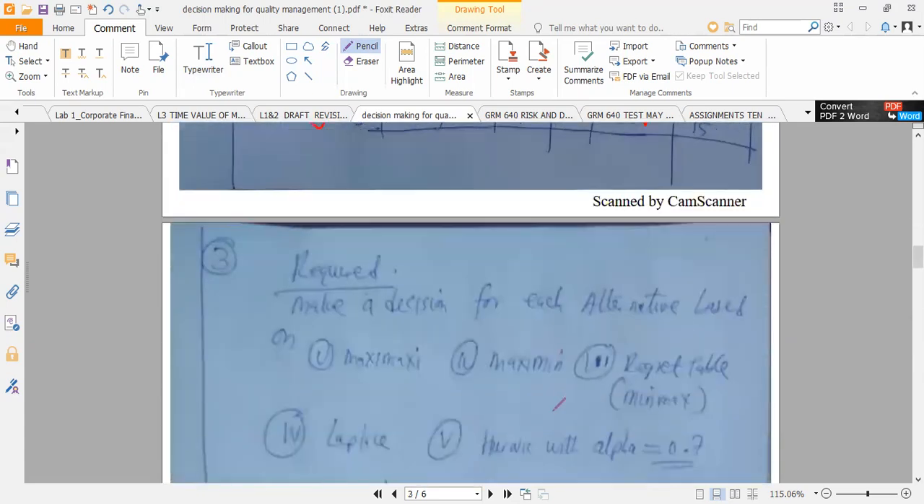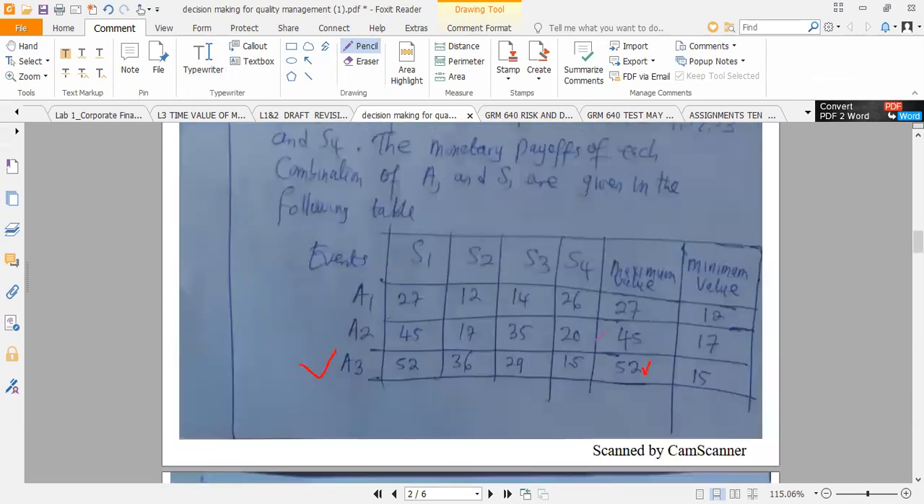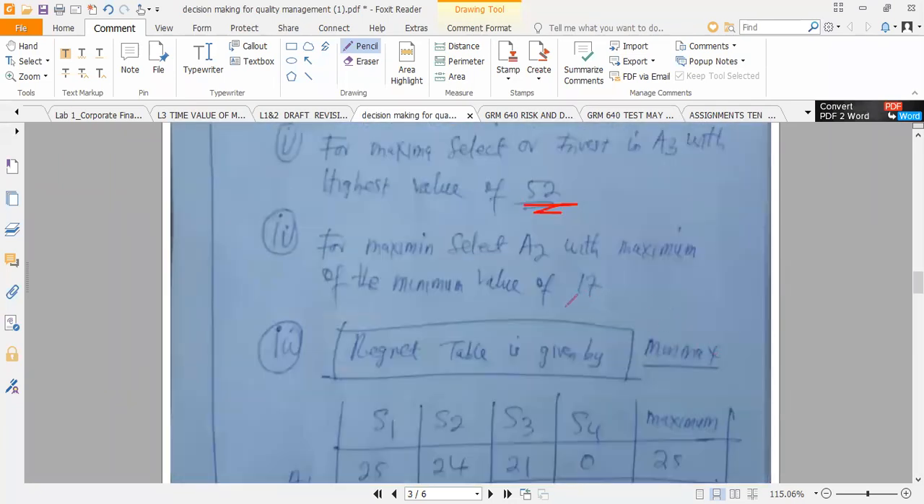Then using the second criteria, which is called the maximin, we go to the minimum values and we look at the maximum value amongst the minimum. But to know which one is big, which one is our maximum value? 17. So using this criteria, we're going to select alternative number 2, which has a maximin, the maximum amongst the minimum values, which is 17. So this is our second method under decision making, which we pick. So this is 17.